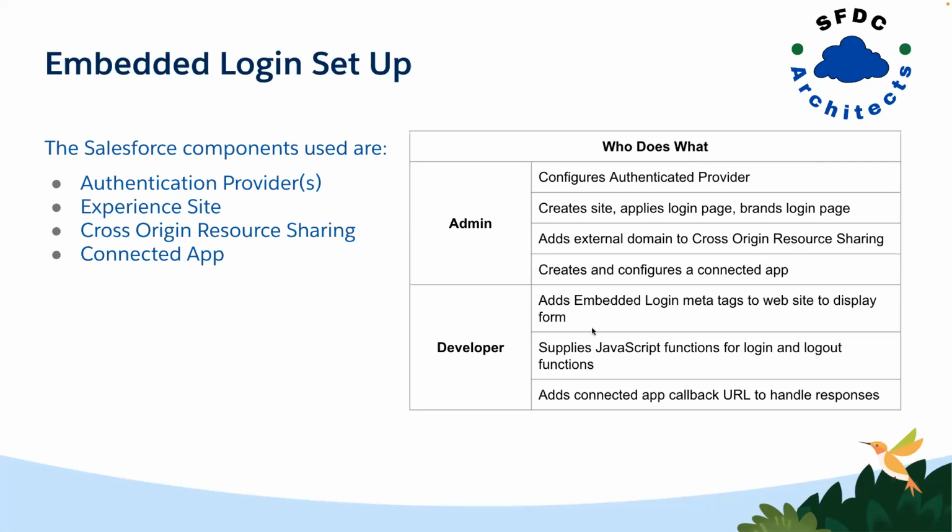The developer on the external app is going to embed the login metadata that you're going to give them on the website. They're going to provide the JavaScript functions for login and logout. And then they're going to give you the URL for the connected app callback. And that's really it. So it's really straightforward. There's very little coding that goes into it. And it's pretty easy and lightweight to use it.